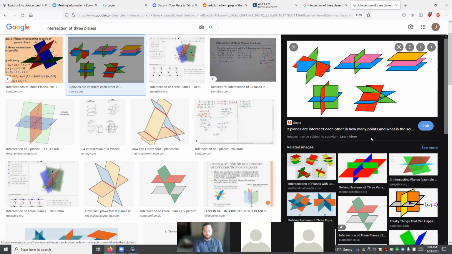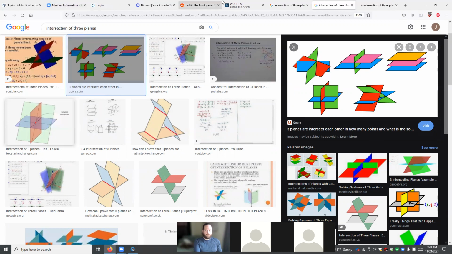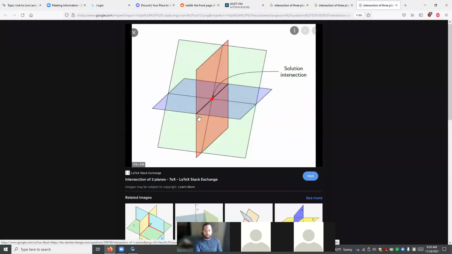So, 3 planes in space. It's possible that all 3 of these planes have different slopes. Slope is a weird word here because it's not the same thing as the slope we normally think of. But this picture illustrates that case better than the one I have pulled up here. If you have 3 planes and they're all oriented differently, then there will be just one point common to all 3 of those planes.